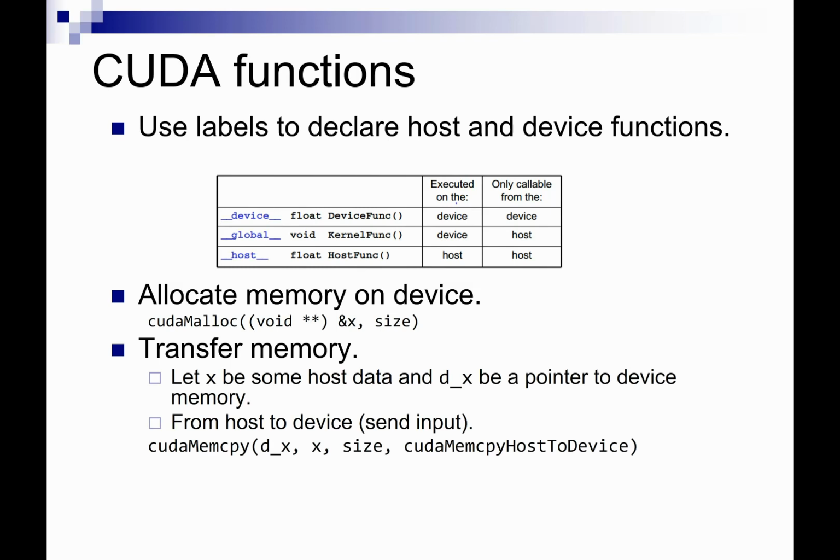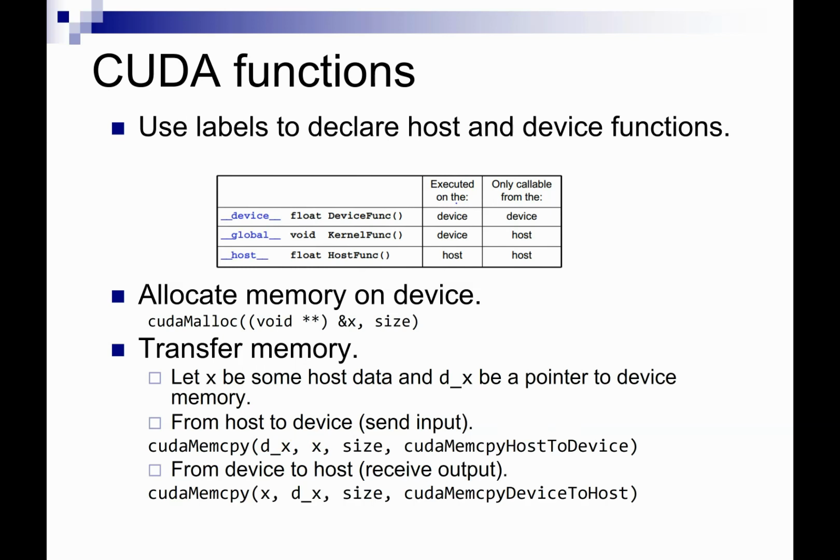We said that to start a CUDA program, you need to transfer some data from the CPU to the GPU. Suppose x is some data on the CPU, and let dx, for device x, be a pointer to the device memory. So dx was created by cudaMalloc. To transfer data from the CPU to the GPU, we can call the function cudaMemcpy. Here you give the device address, the host address, the size of what you're transferring, and since you're transferring from the CPU to the GPU, you have to write this thing over here.